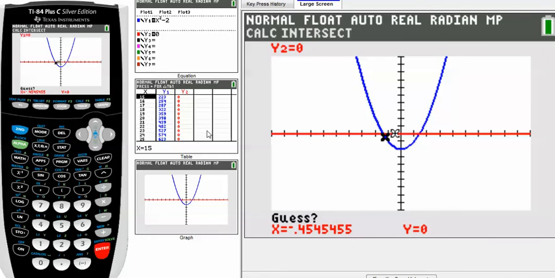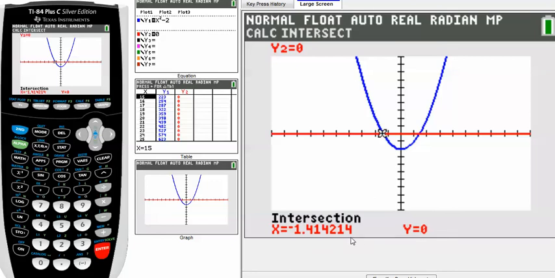Then it asks me to take a guess. You can see that it's cutting twice. There are two intersections, so it just wants me to pick as close as possible. So I scroll over, pick as close as possible, and hit enter. The value I got here is x is -1.4 and y is equal to 0.